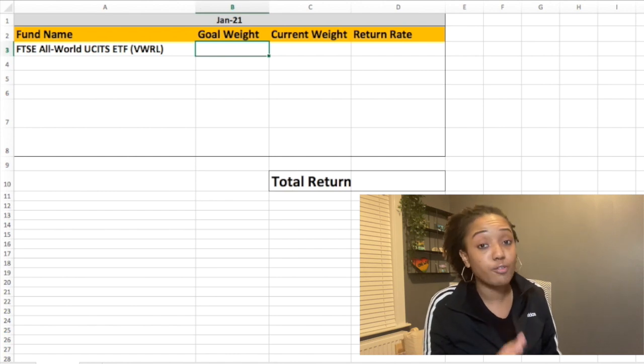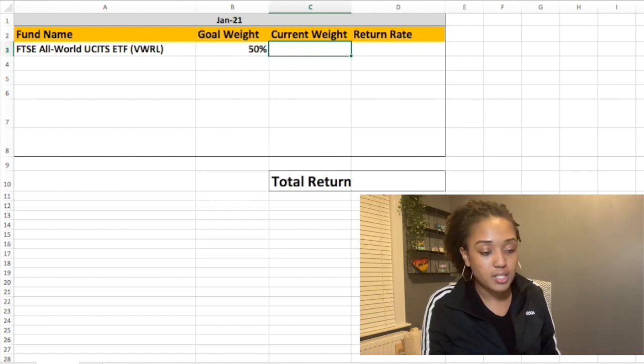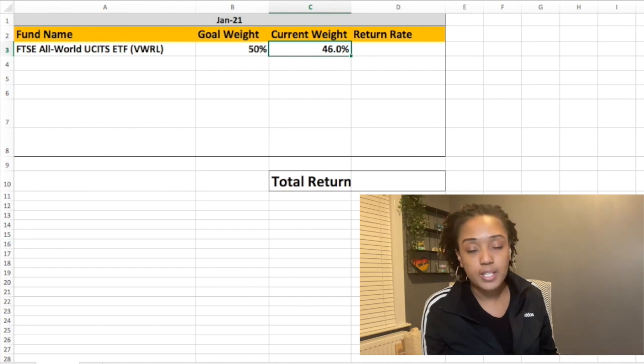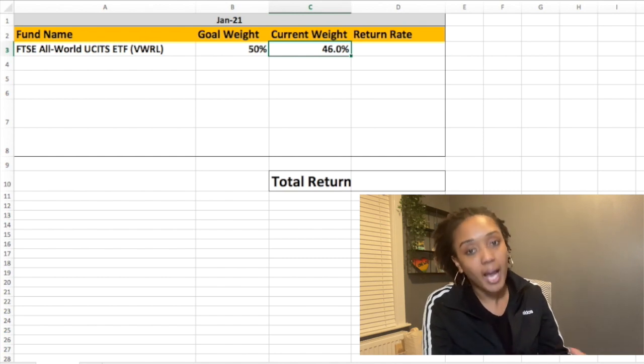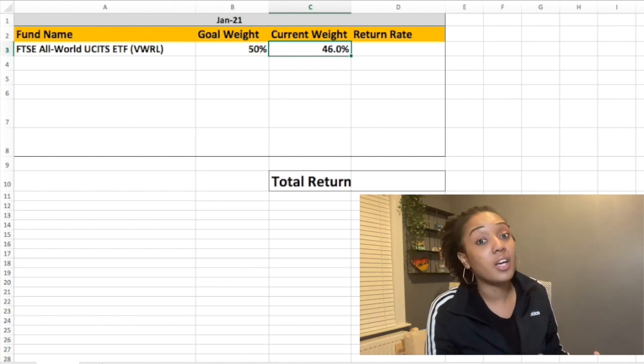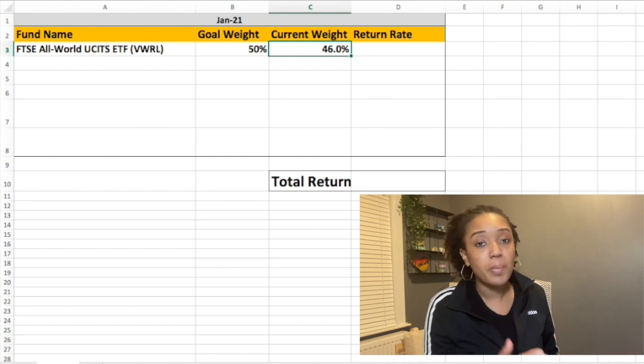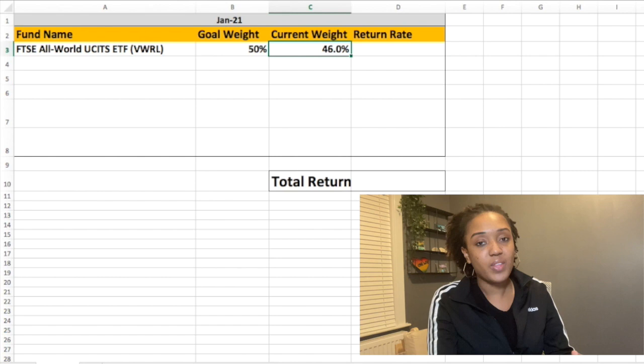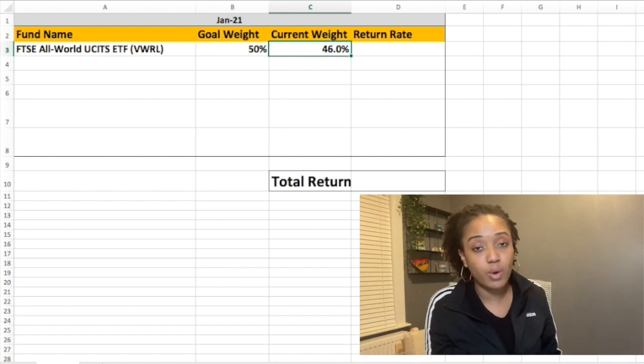So the goal weight for this is 50%. So the majority of my portfolio is in a global tracker, but my current weight is 46%. And the reason why this differs is for a few reasons. Each month when I invest into the Vanguard portfolio, I can't get it exactly to match up, so percentage wise, I can't get it to match up across all of the funds. Another thing is you get income or dividends that are paid into these funds. So that makes a difference sometimes and causes a fluctuation, but also the return rate causes fluctuation. So if an ETF has gone way up, then it's gonna take up a larger proportion of your portfolio. And if an ETF or index fund is doing really badly, then it's gonna take up less of your portfolio in comparison to the rest of the stocks that you hold.